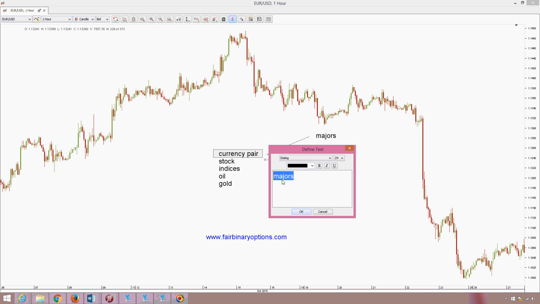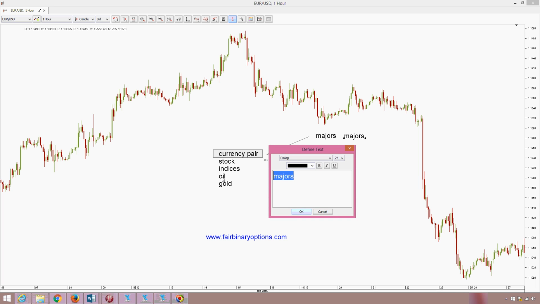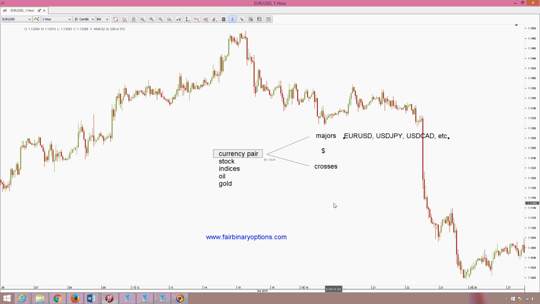Let's write here the US dollar. Why? Majors have the US dollar in their components, and crosses do not. For example, in the category of majors we have the euro US dollar, or anything that relates to the US dollar. We also have US dollar Japanese yen, or US dollar Canadian dollar, and so on and so forth, basically with the US dollar in their components.